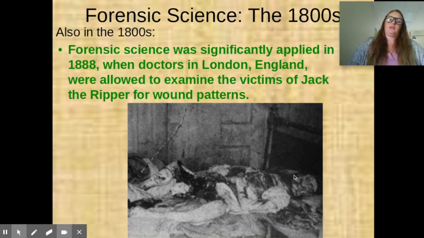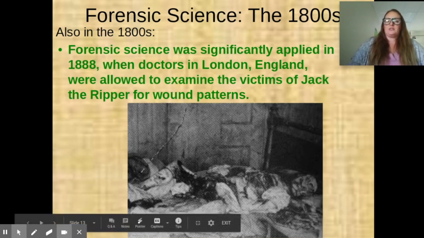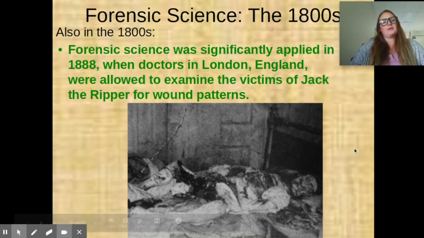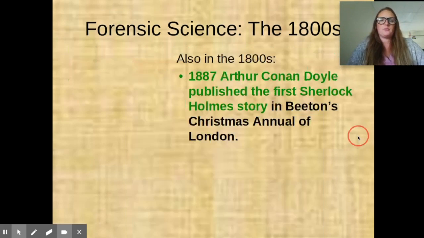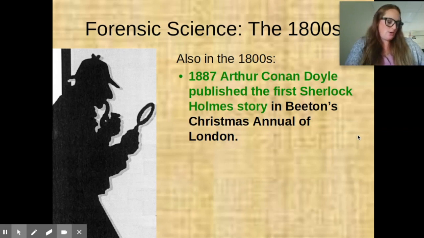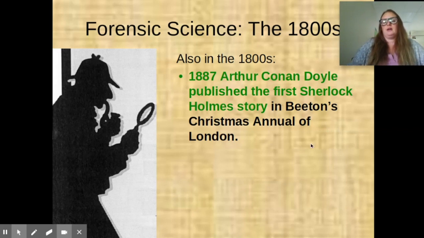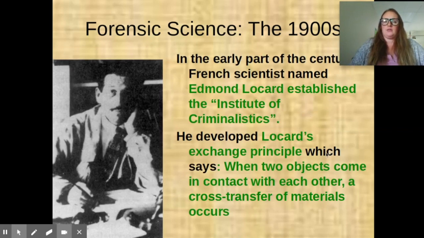Forensic science was significantly applied in 1888 when doctors in London, England, were allowed to examine the victims of Jack the Ripper for wound patterns. So they're looking at wound patterns, they're looking at what kind of weapon made the patterns or what was used to cause these injuries. In the 1800s, Sir Arthur Conan Doyle, who you may have heard of, is the guy who published the Sherlock Holmes books, also became like a thing. So now people are starting to write about forensics and be involved in that kind of thing.